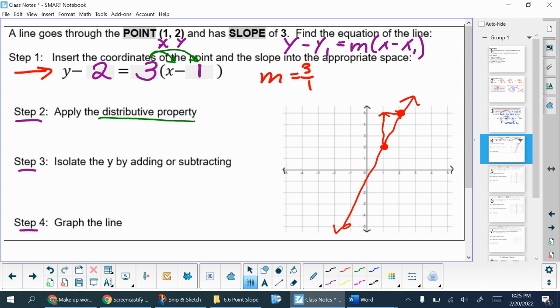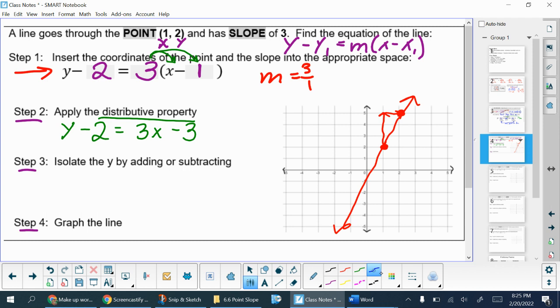Just like in any other algebra case, we always want to write down the whole new equation, including the left-hand side. So it's y minus 2 equals, we're just distributing this side, 3x minus 3. We're not doing a step to both sides here. We're just simplifying. We're doing the distributive property on the right-hand side. So we've got this now.